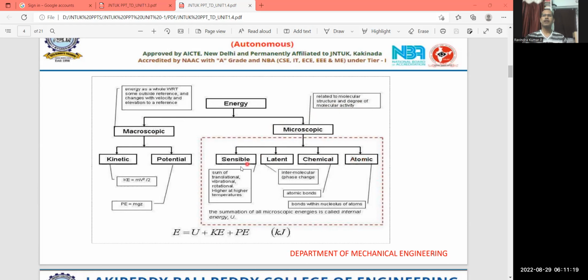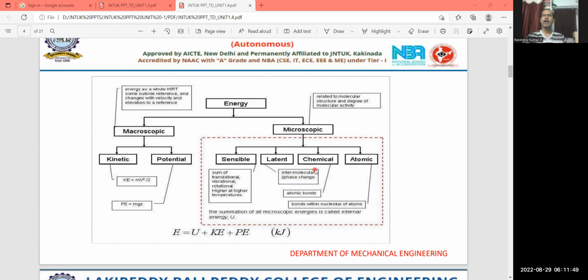In general, the sensible energy, we can consider it as a sum of the translational energy, rotational energy, vibrational energy, electronic energy, and the spin energy. So these are all nothing but the sensible energy. Next, latent energy: the energy associated at the intermolecular level, that means a phase change process. So you can consider it as a latent energy.